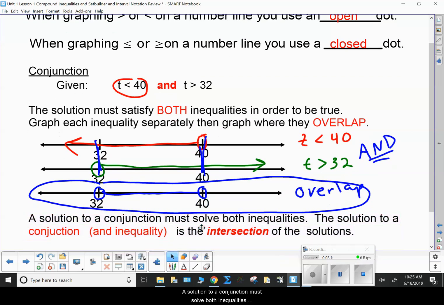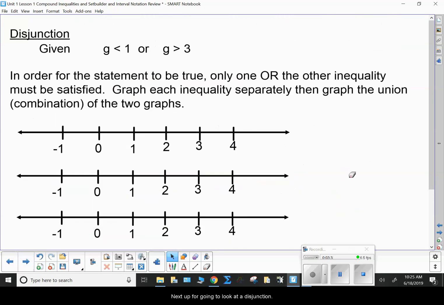Now, a solution to a conjunction must solve both inequalities. The solution to a conjunction, an AND inequality, is the intersection of the solutions. Next up, we're going to look at a disjunction. A disjunction is an OR inequality. G less than 1 or G greater than 3. In order for the statement to be true, only one or the other inequality must be satisfied. We're going to graph each inequality again separately, and then we're going to graph the combination, or the union.